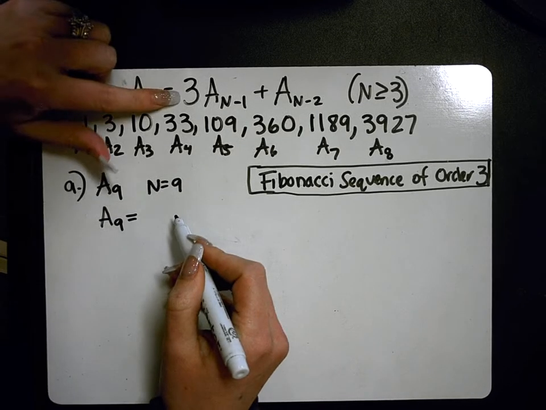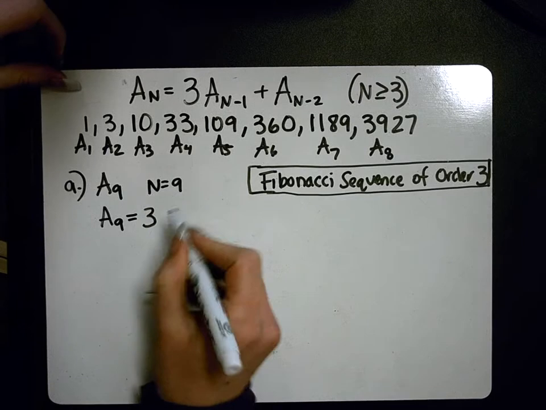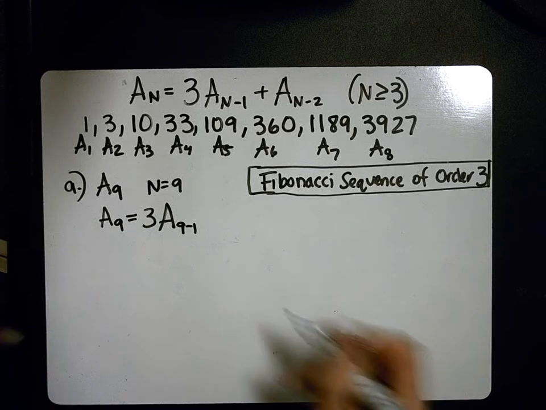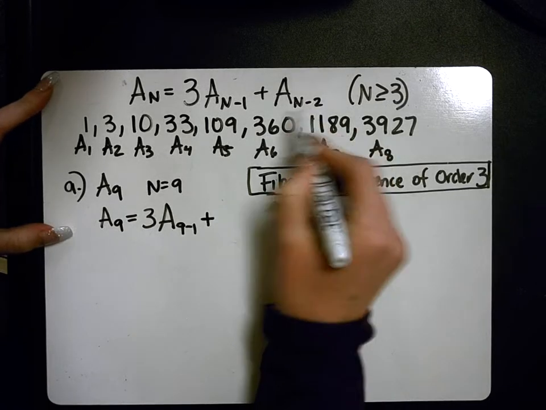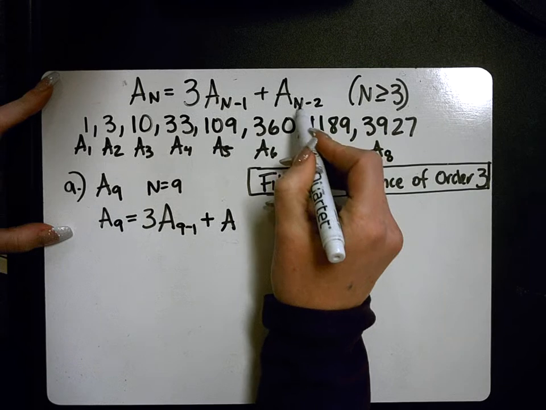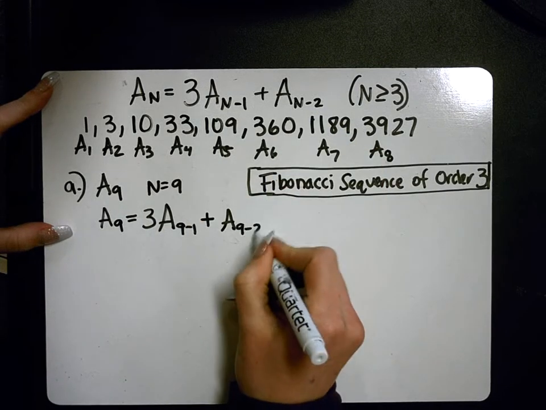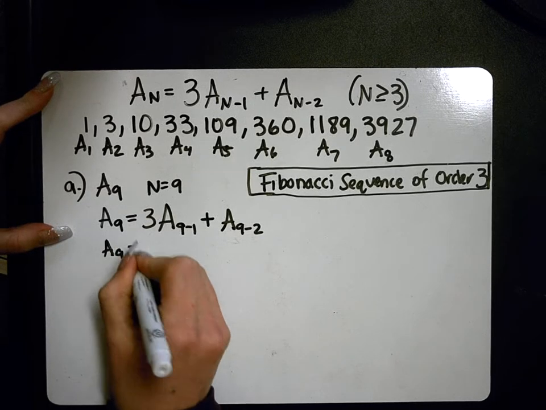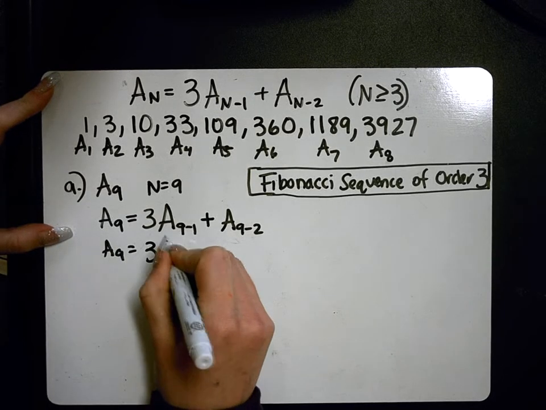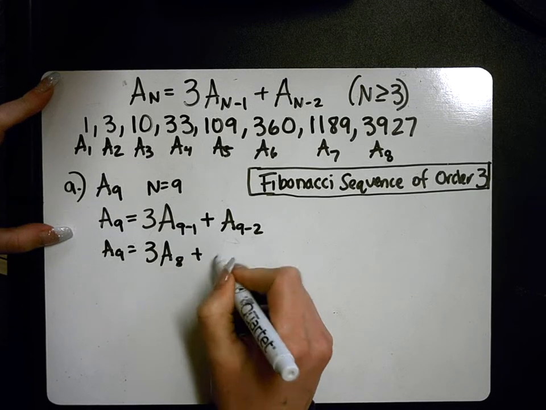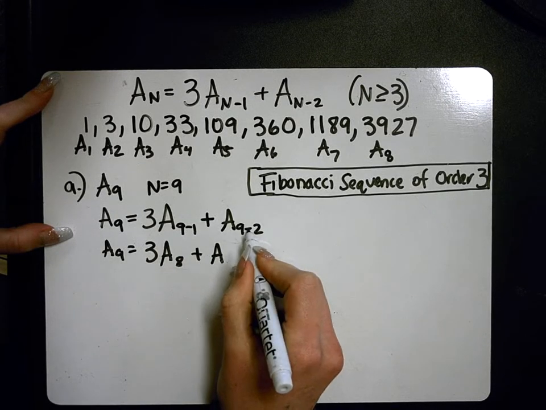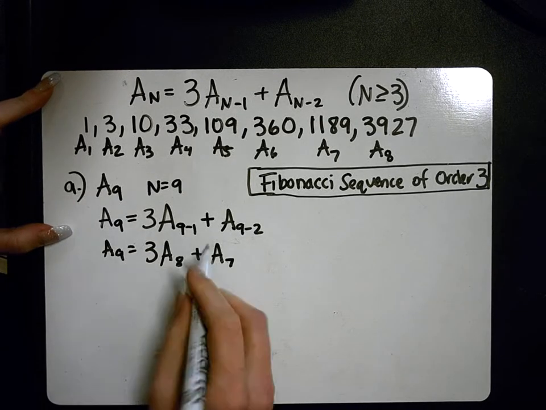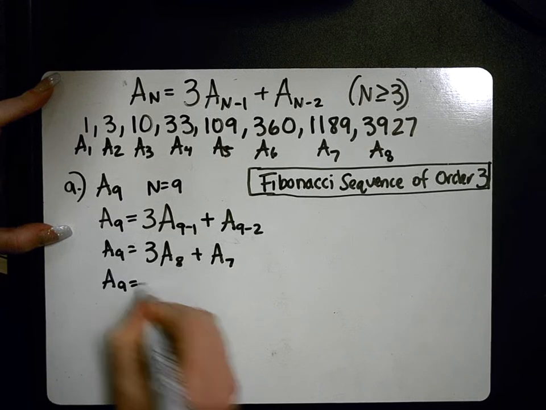Well, that's found by going 3 times a sub 9 minus 1, and we know the term before it is the 8th, plus the one that's 2 terms before it, 9 minus 2, which is going to end up being 7. So we're just going to simplify that. The ninth term is found by going 3 times a sub 8 plus a sub 7. So we're just going to do a little bit of substitution here.